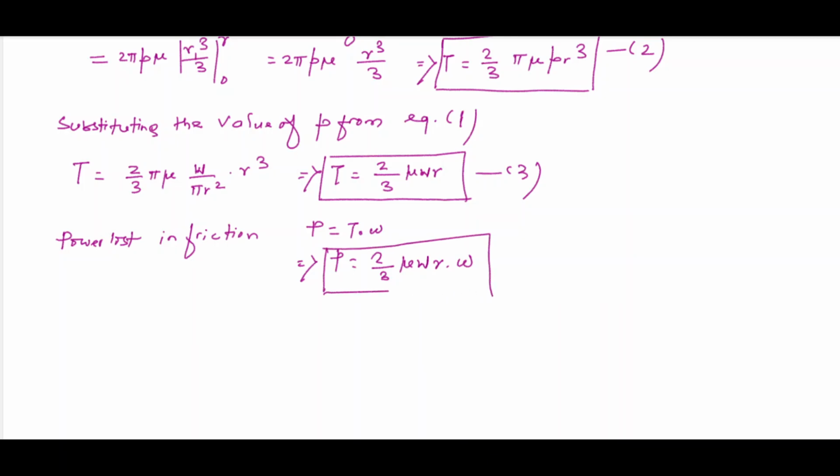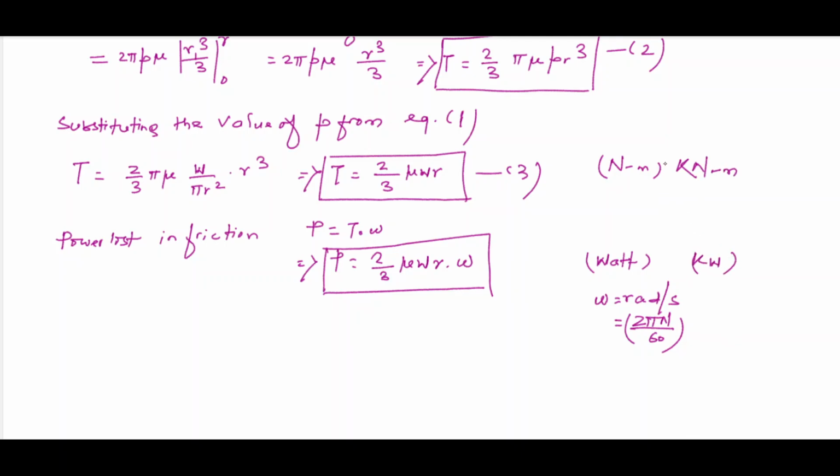So the unit you should remember: torque should be in Newton meter and power should be in watt. And omega should be in radian per second, which is 2 pi n by 60. And if you are taking this as kilo Newton meter, this will be kilowatt. Okay, power unit you have to be very careful.